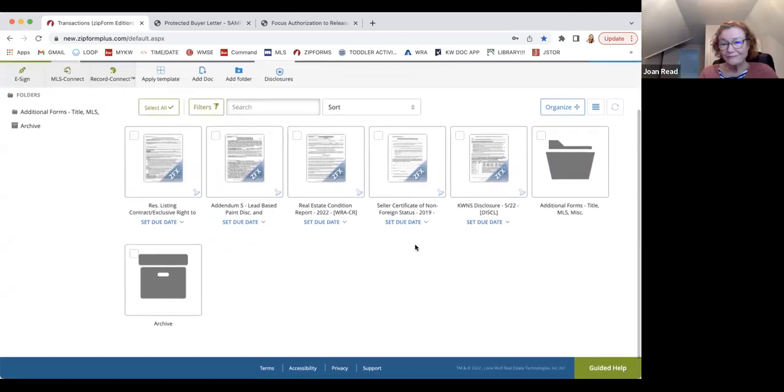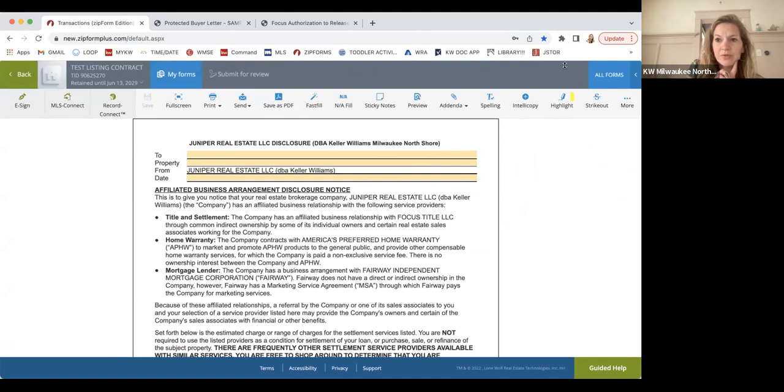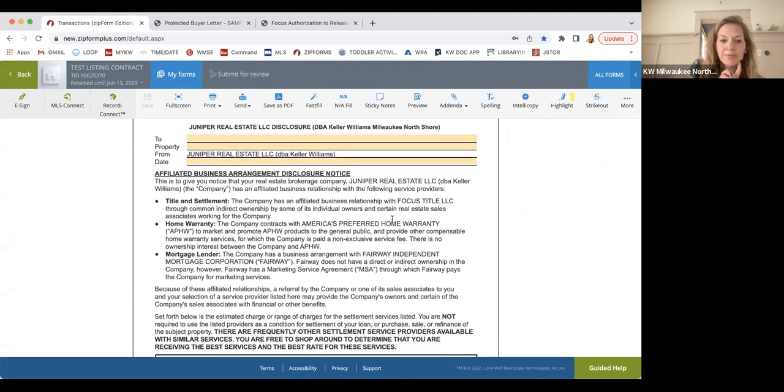Part two. Okay, so now we're first going to go over the KW disclosure. Every brokerage has their own version of this. This is a form for us to use to disclose our business relationships with other companies that we own or are affiliated with.